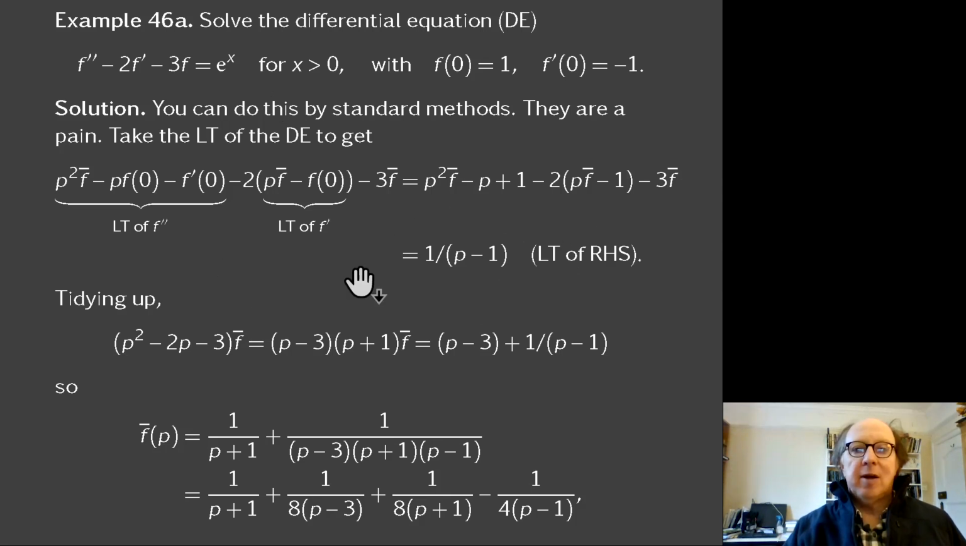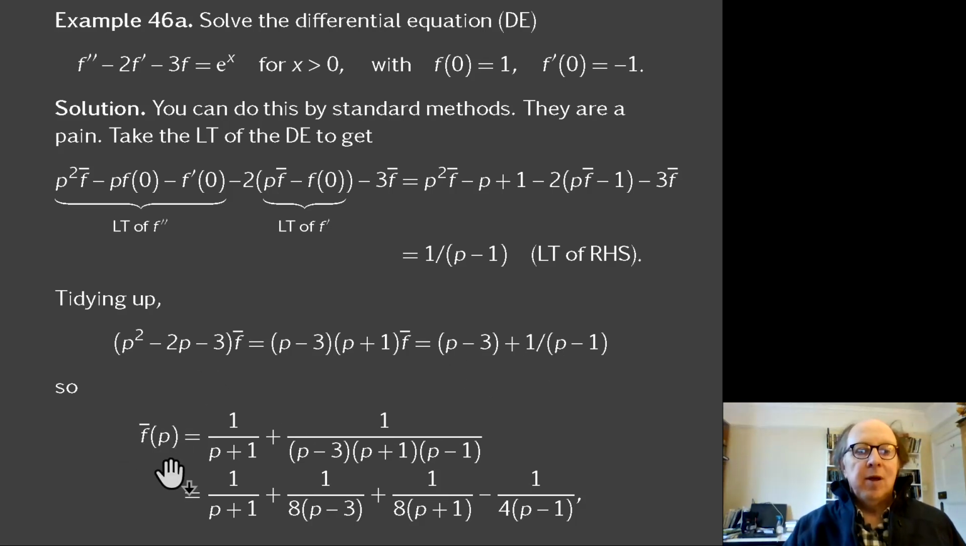So if you simply tidy that up, you just got to collect together all the f bars. You've got one there, you've got one there, and you've got one there, 3 of them there, minus 3 of them. p squared minus 2p minus 3 times f bar, which is p minus 3 times p plus 1 times f bar. And then on the right-hand side, you get the 1 over p minus 1 you had before, and then you find there's a p minus 3 from everything else.